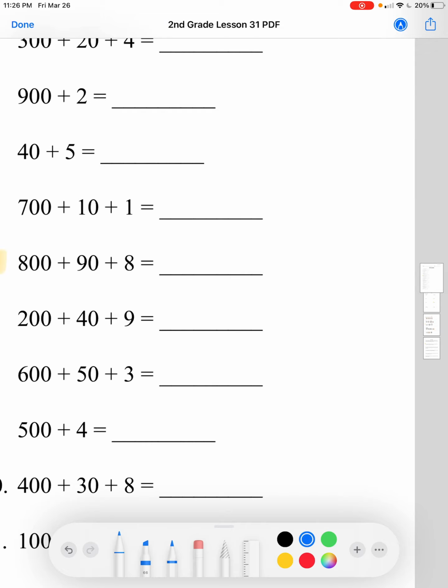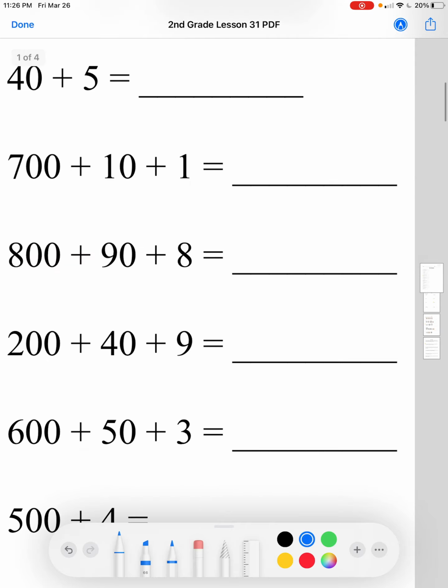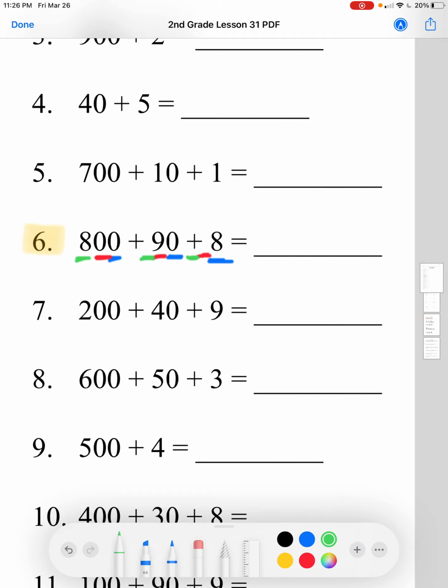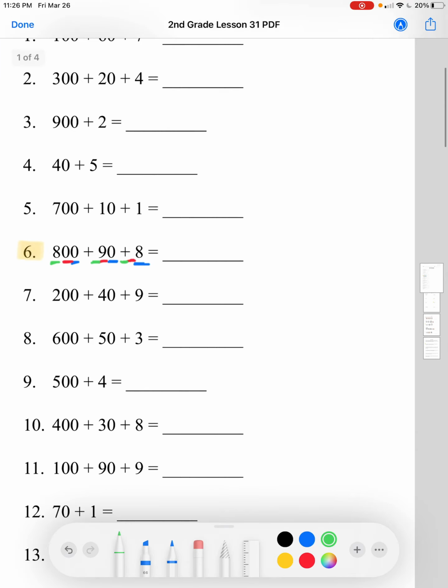So we're going to rewrite that on the side so we can line up the place values, but we have to do that correctly. So let's look at the ones place. We have an 8, a 0, and a 0. The tens place we have nothing here, a 9, and a 0. In the hundreds place we have nothing here again, nothing here, and an 8. So we have to make sure all of these colors are lined up in the same column.